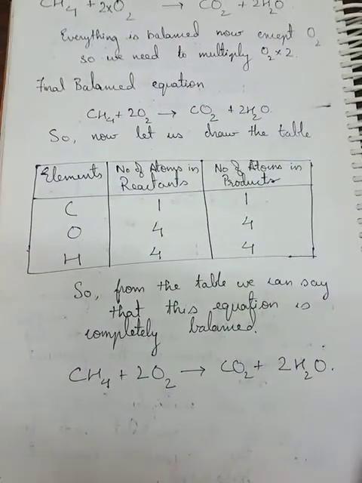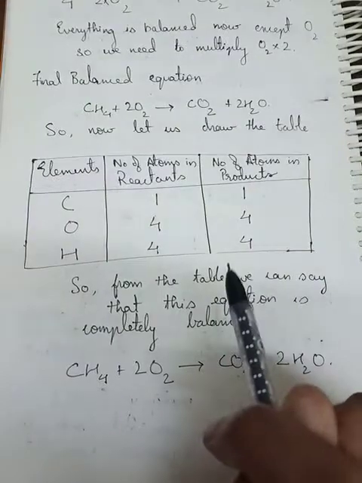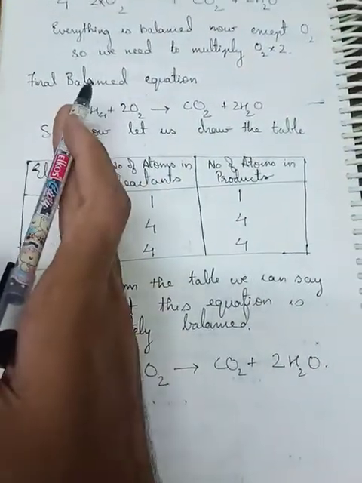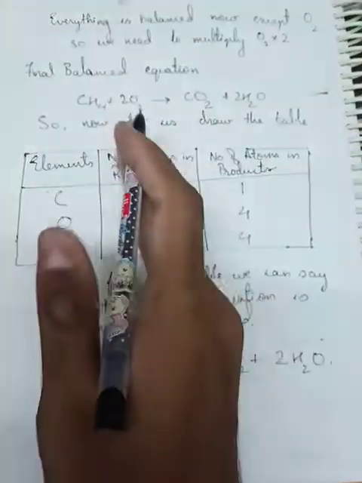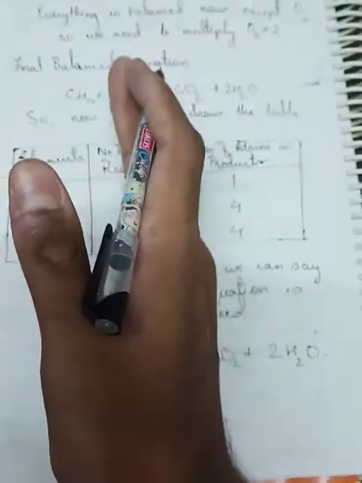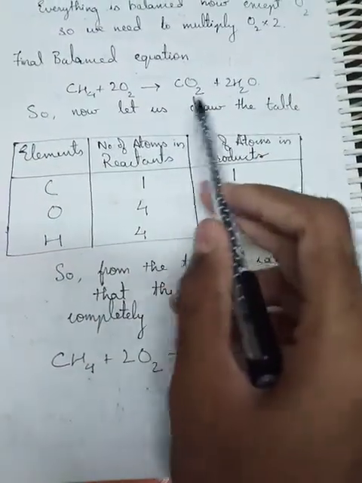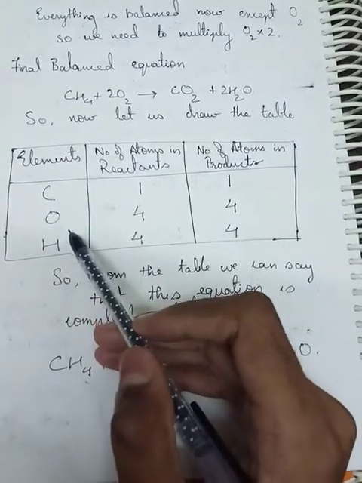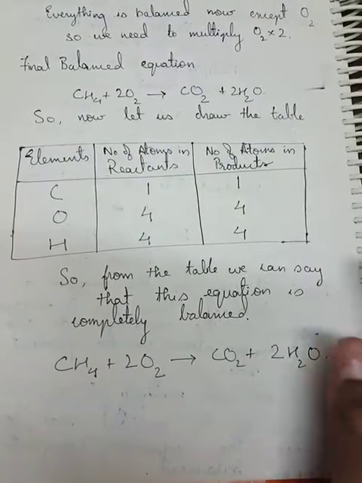So for this we need to draw the table. As I told you in the previous video, draw the table with the elements on the left most, and the rightmost is number of atoms in products and number of atoms in reactants. There are 3 elements in this equation. The first element is carbon, second element is oxygen, and third element is hydrogen. You can write it in any order, there is no problem.